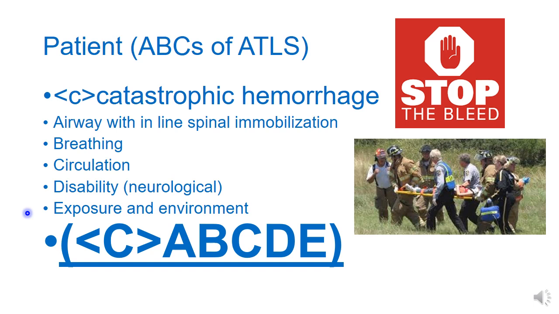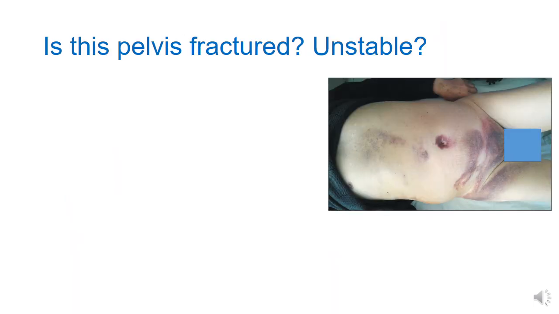What's even more important now in advanced trauma life support is that we should report as early as possible if the patient has a catastrophic hemorrhage, or if we are suspecting hemorrhage, because we should stop hemorrhage as fast as possible. If we don't stop hemorrhage, we will lose the patient. So this is the classic picture.